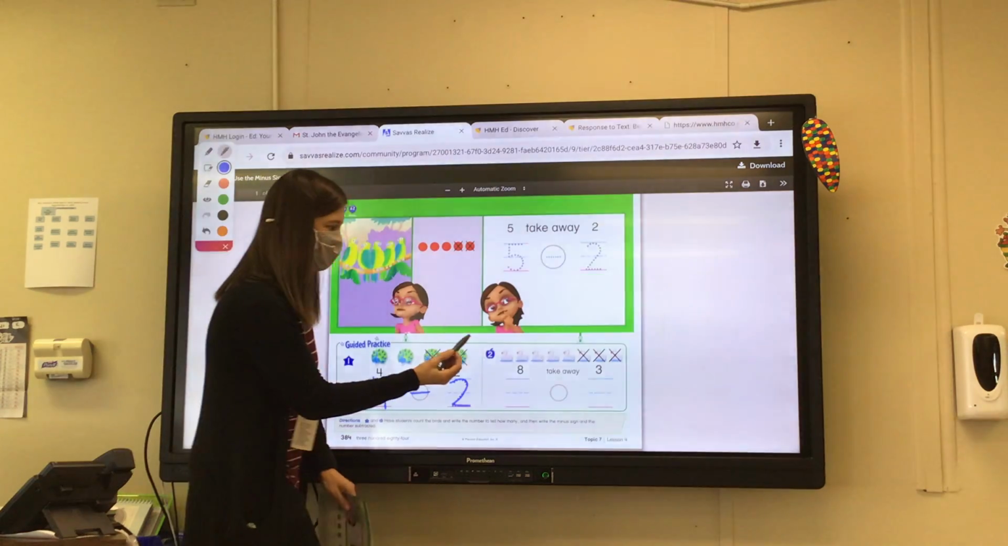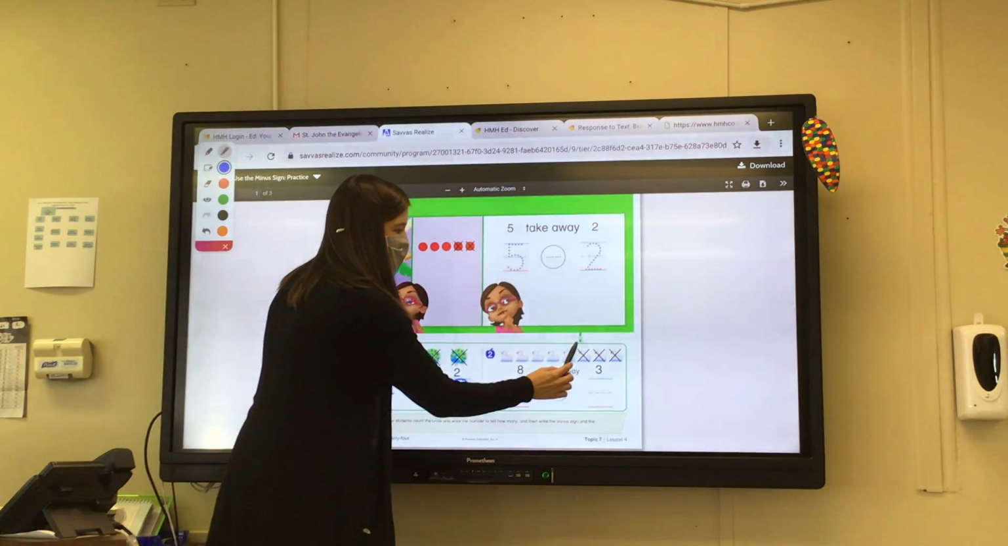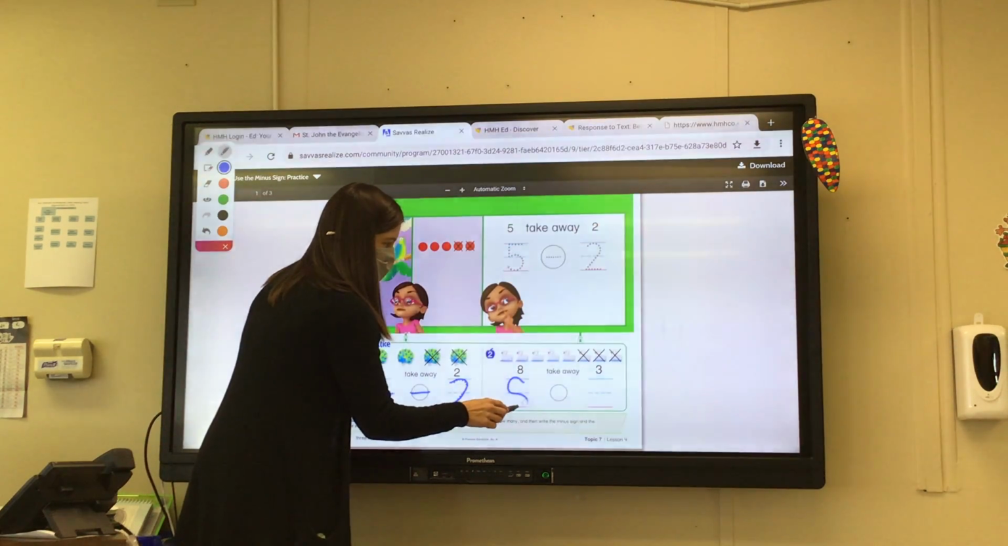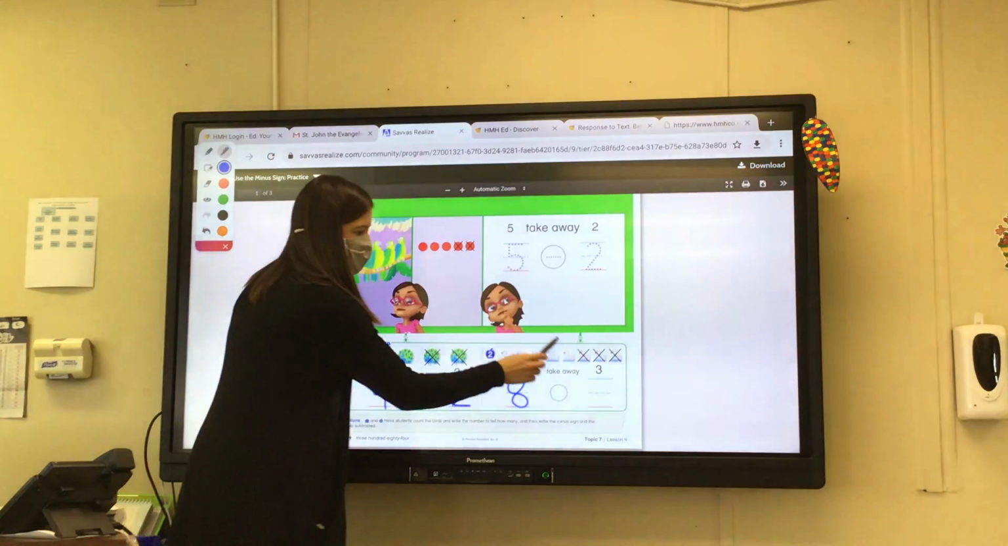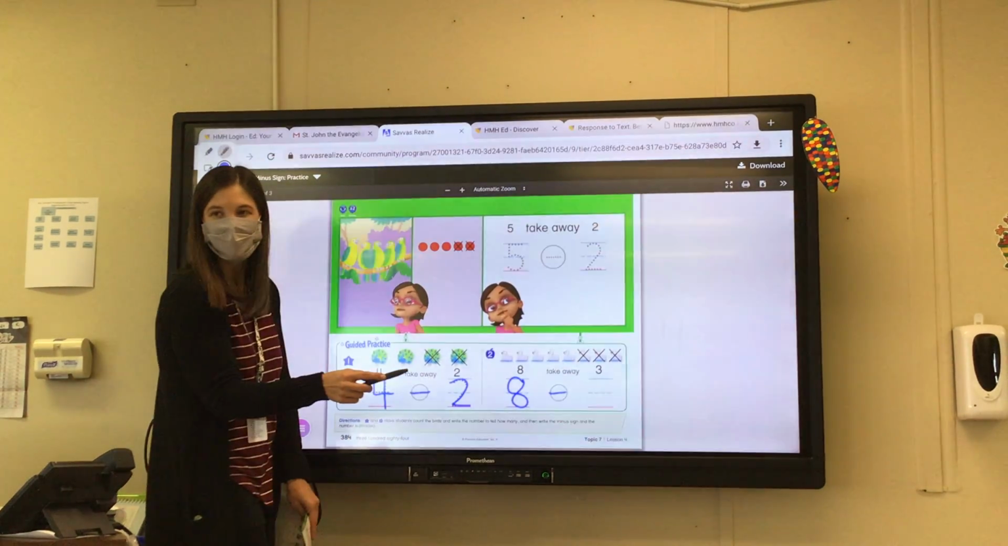Number two. How many swans are there to begin with? One, two, three, four, five, six, seven, eight. There were eight swans. Three of them swam away. We take away three, so make the subtraction sign, which is called the minus sign.